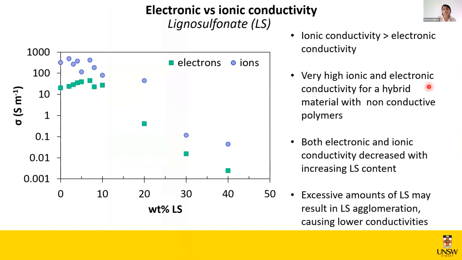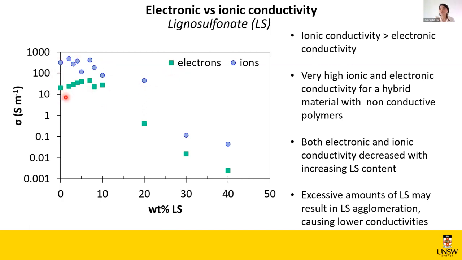And finally, what about the electronic conductivity? Well, basically, we were able to distinguish between the two through electrochemical techniques such as linear sweep voltammetry and impedance spectroscopy. What we are showing here is the conductivity versus the weight percentage of lignosulfonate. We can see how the ionic conductivity is higher than the electronic conductivity, and this was a result that surprised us, because we expected a higher electronic conductivity due to electrons being more mobile than ions.